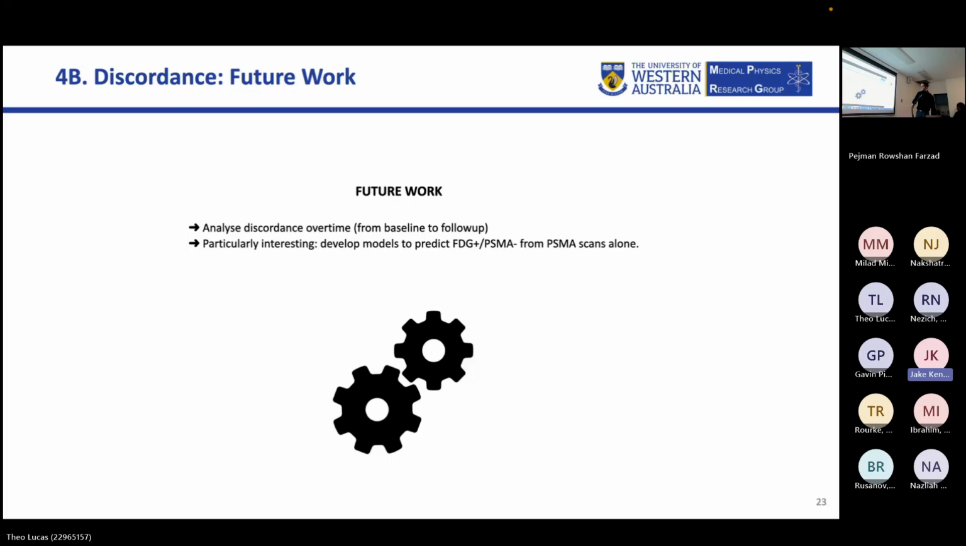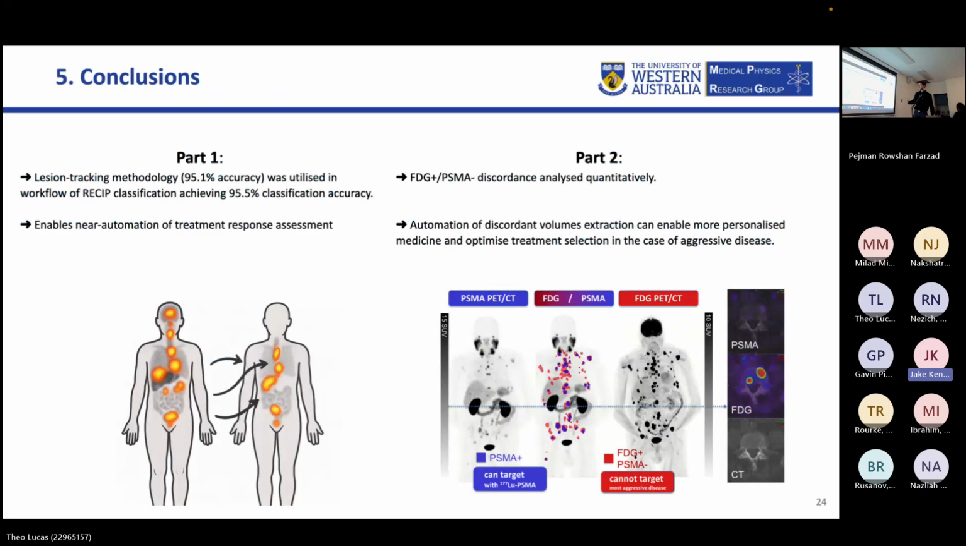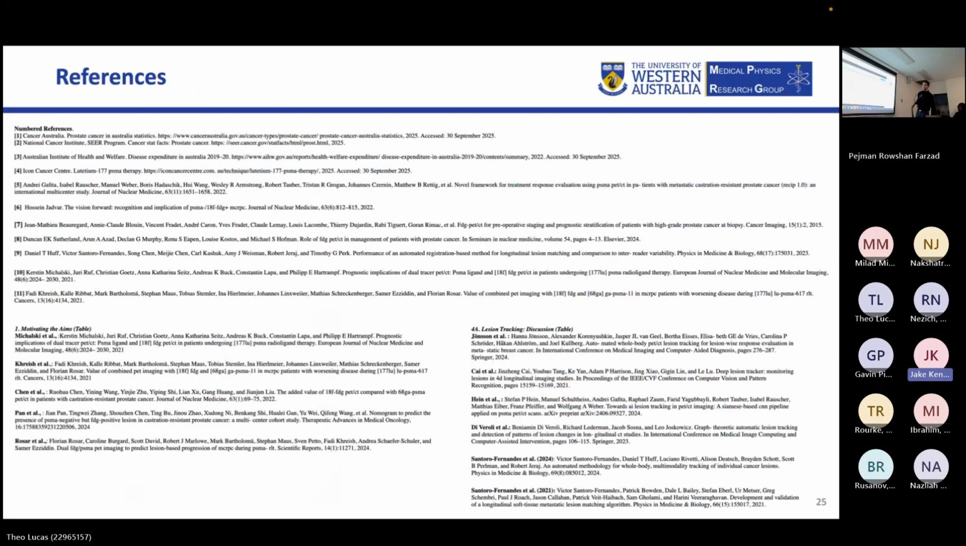So in the first part, we focused on the lesion tracking and enabled the near automation of treatment response assessment with a lesion tracking algorithm. And in the second part, we analyzed the discordance, we automated the extraction of the discordant volumes, and that can enable perhaps more personalized medicine and optimize treatment selection in the case of really aggressive disease. All right, and thanks a lot to everyone here. Great people, thank you.